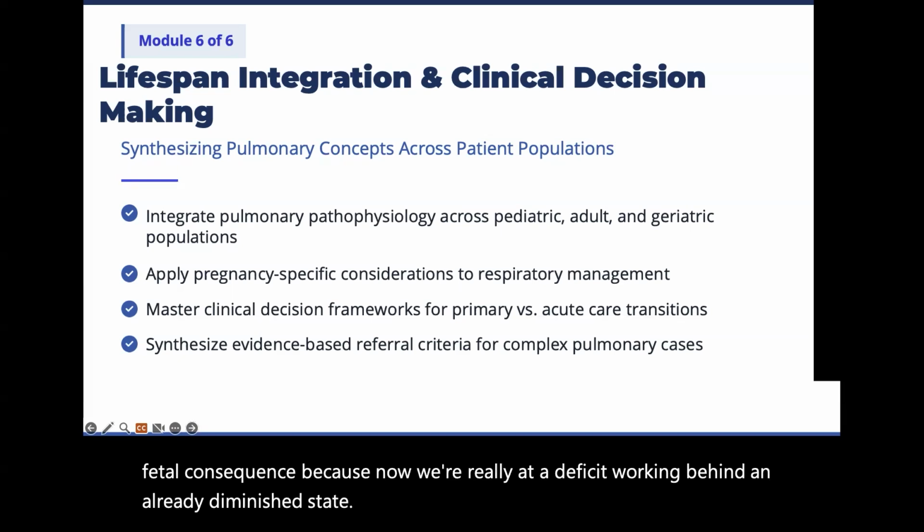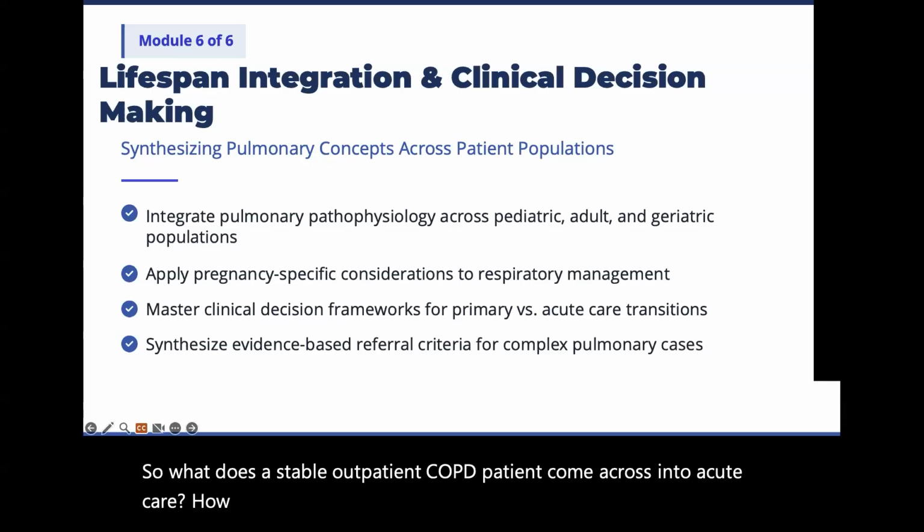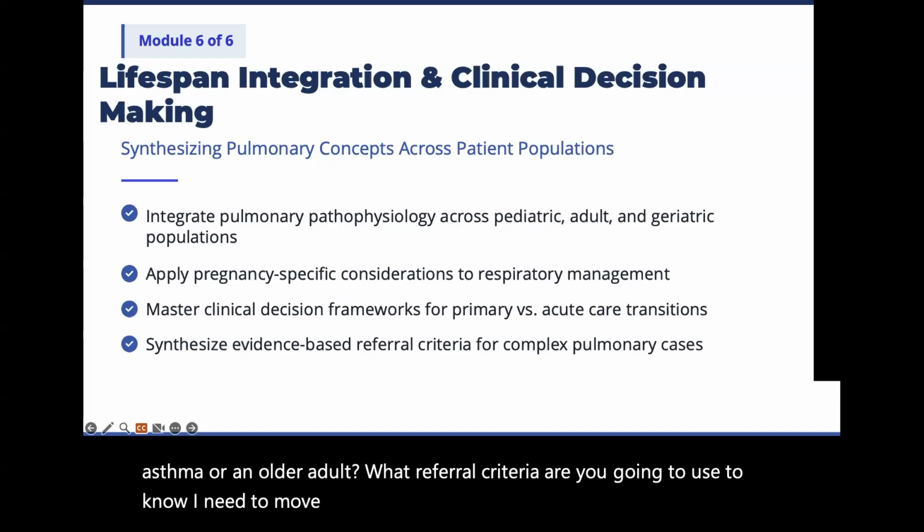So what does a stable outpatient COPD patient look like when they come into acute care? How do you apply this reasoning to, say, a pregnant patient with asthma or an older adult? What referral criteria are you going to use to know I need to move you to the next level of care?